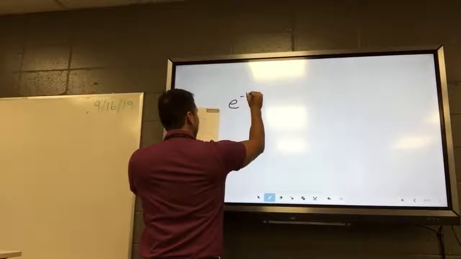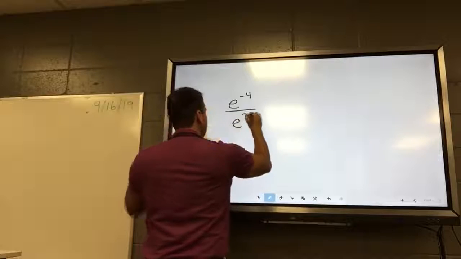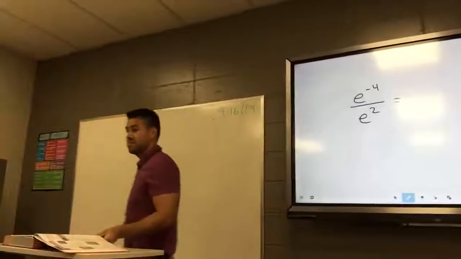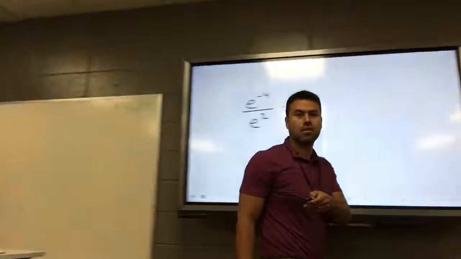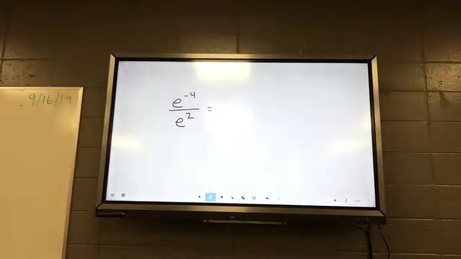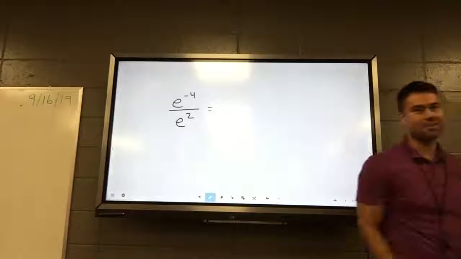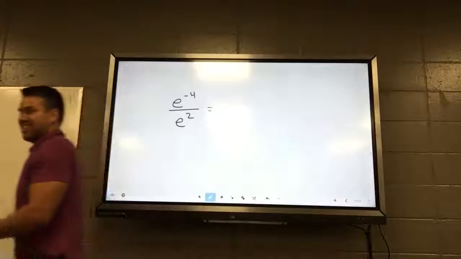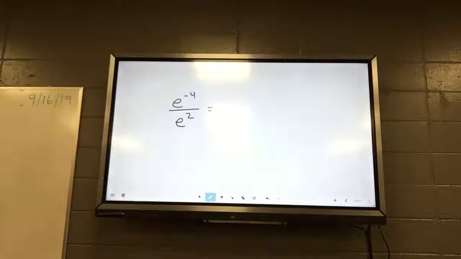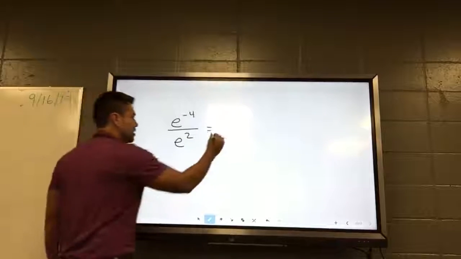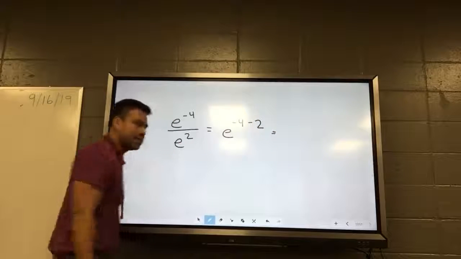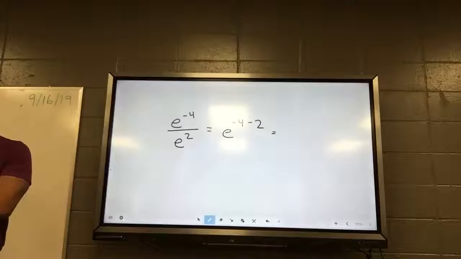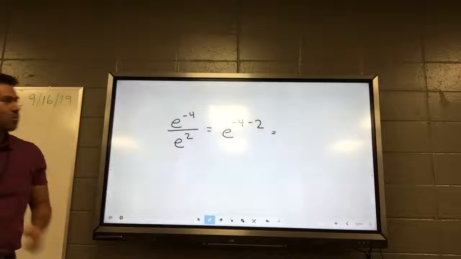E to the negative 4th over E to the 2nd. Remember, it's the top exponent minus the bottom exponent, no matter what they are. So it should be E to the negative 4th minus 2. Whatever that is, it's the answer. Sam, what's the answer?